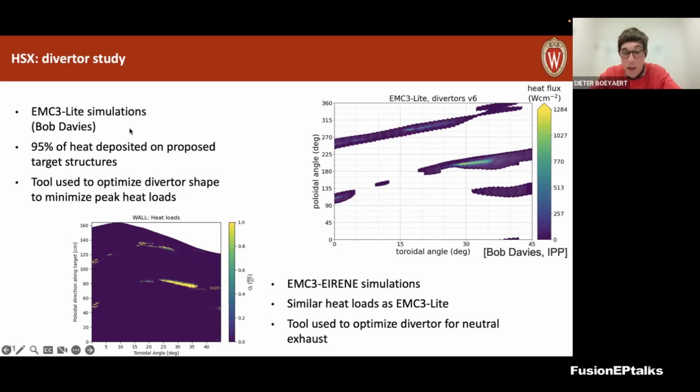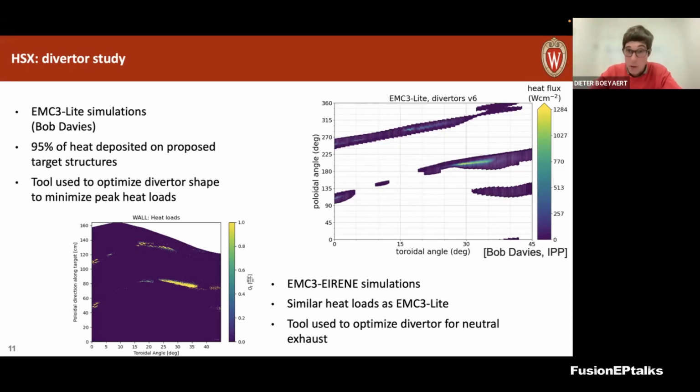On that, Bob is working a lot, so he might in the future present way more results on that. He could show that when we start from our initial design obtained with field line tracing, 95% of the heat will still be deposited on the proposed target structures. That basically shows that we get a very similar result with this field line tracer and with the initial EMC3-Lite simulations. Now these EMC3-Lite simulations will be used as a starting point to see how we can really shape our divertor further to optimize it for heat deposition. But that's still something on which we are working, so that's work for the future.